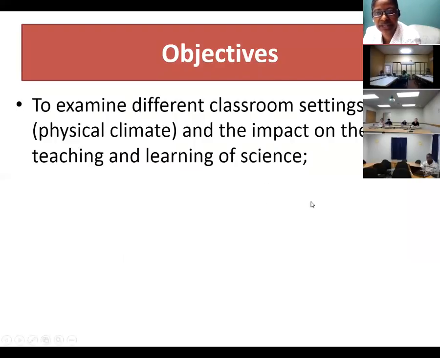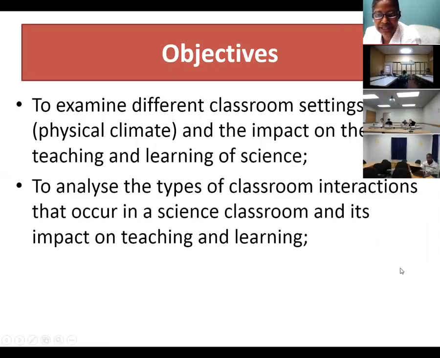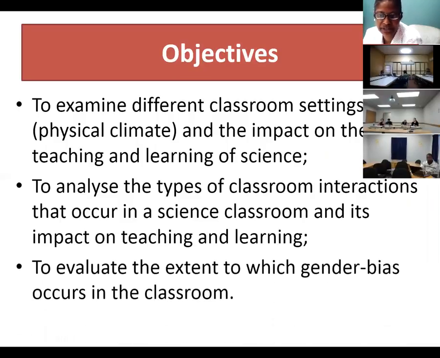So we want to look at different classroom settings and their impact on teaching and learning of science. We want to look at the analysis of those, how the interactions occur in the classroom, and finally, to what extent gender bias occurs in the classroom. So that's basically the three main things that we'll be doing, our objectives for today. So to examine, analyze, and to evaluate.